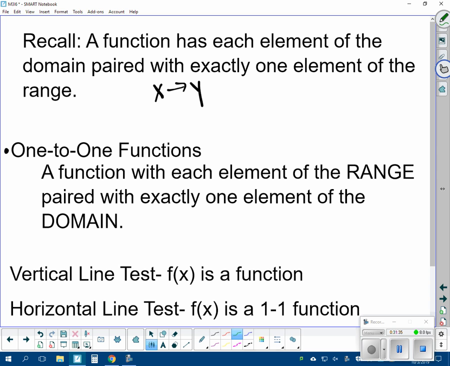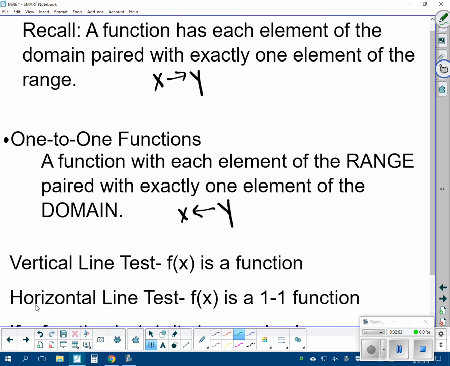New definition. A one-to-one function goes the opposite way. It is a function that has each element of the range paired with exactly one element of the domain. So you've got to check your y's and make sure they only go to a single x. The vertical line test tests whether something is a function. But now we have the horizontal line test, and that tells you whether a function is one-to-one.